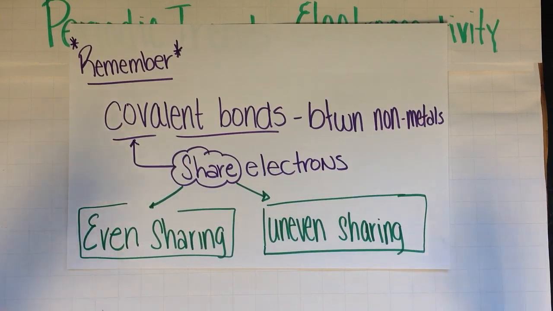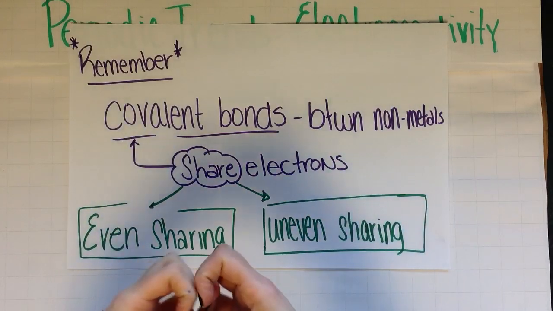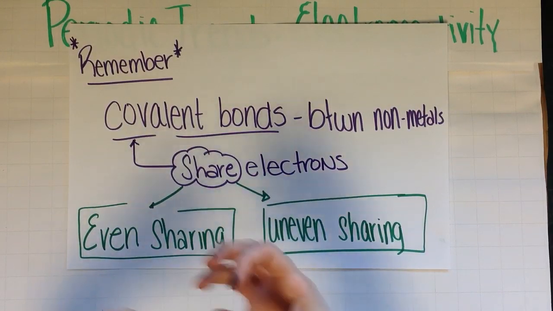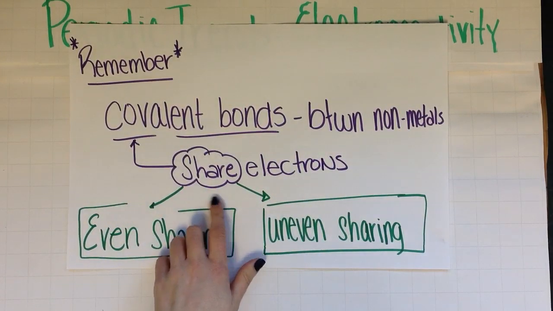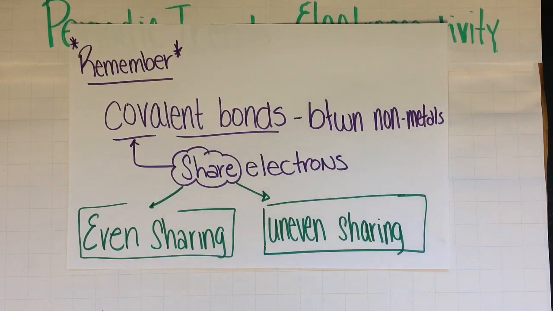Remember, when atoms come together and bond, they need to do something with their electrons. Either they're sharing them, or other things can occur, such as completely transferring them. Completely transferring electrons is the other type of bond, which is ionic. That will come up a little later.